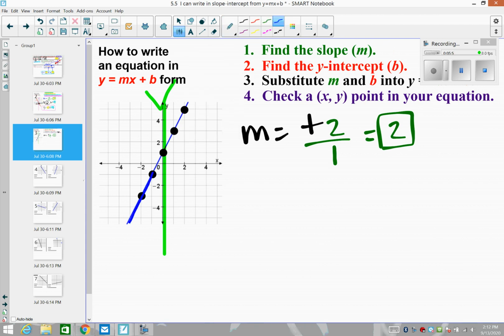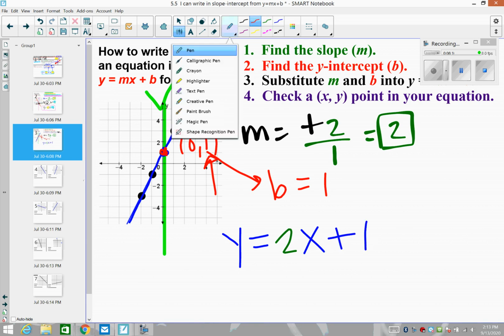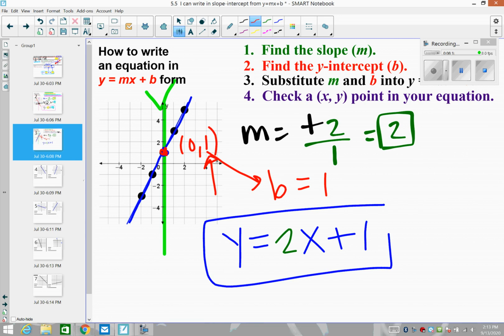This blue line here. The intersection of that is happening here at 0, 1. And we just take the y-coordinate of that. So the b would be equal to 1. So my equation then would be y equals 2x plus 1. So there is my equation, y equals mx plus b. That's my answer. Y equals 2x plus 1.